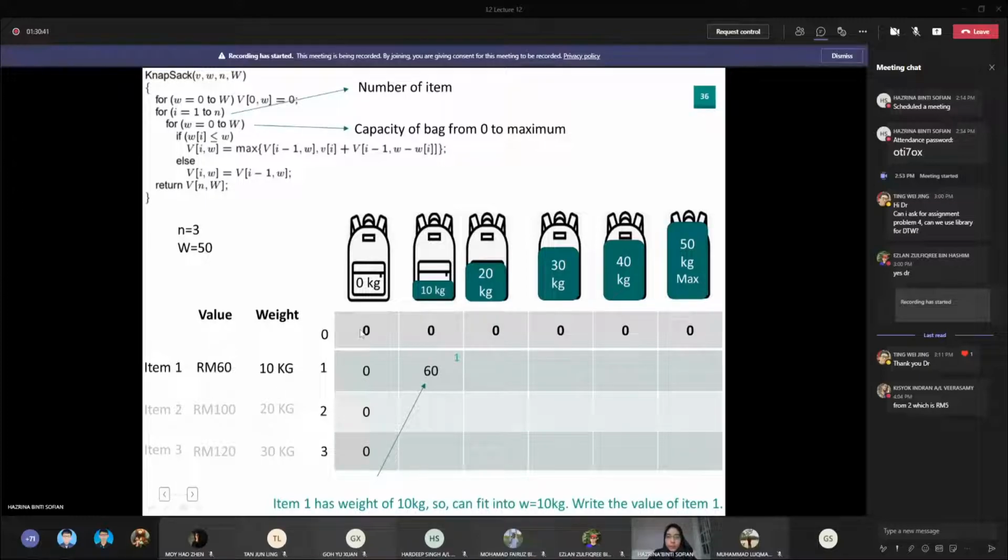So right now at 10 kg, let's say the bag has 10 kg already filled, the value will be 60 ringgit. Okay, and this one is the notes. We do have the method.